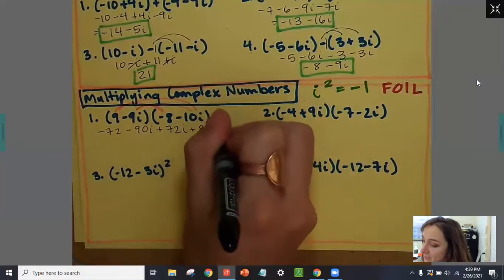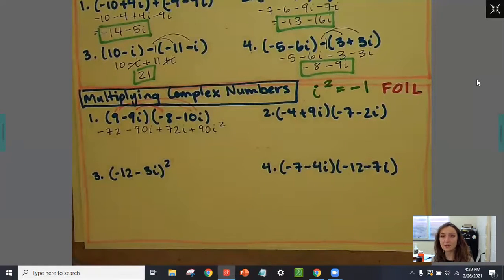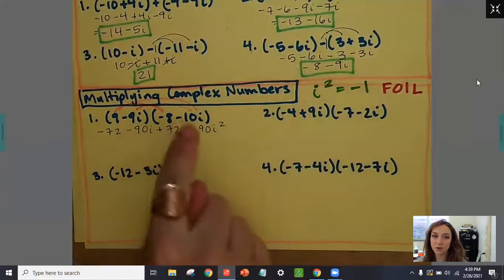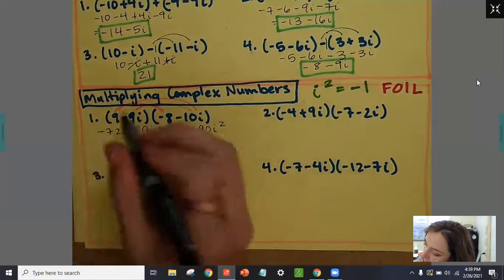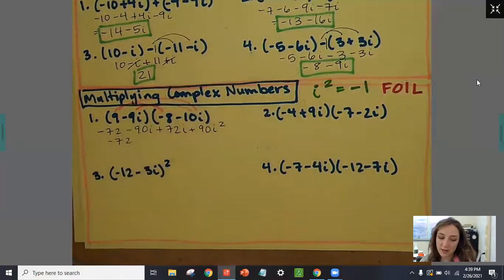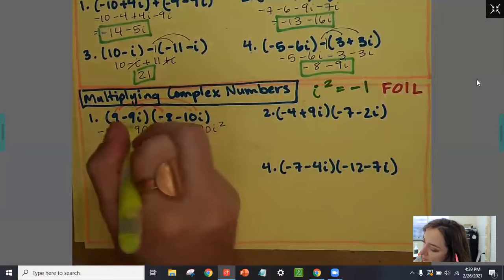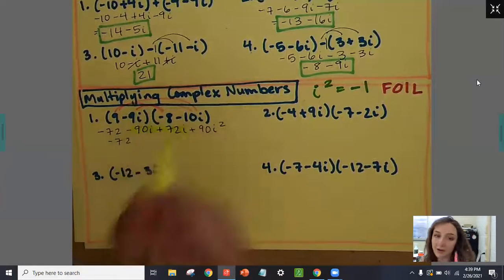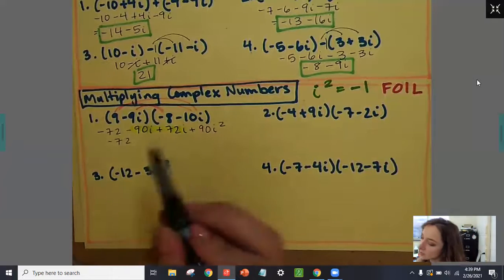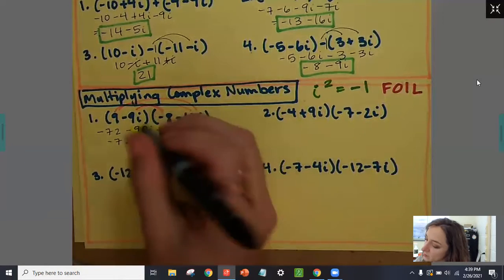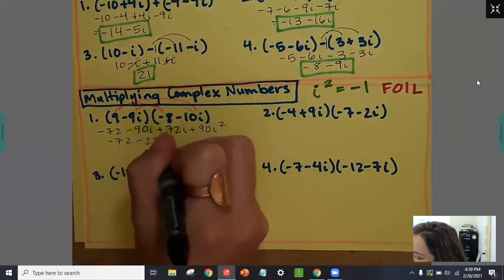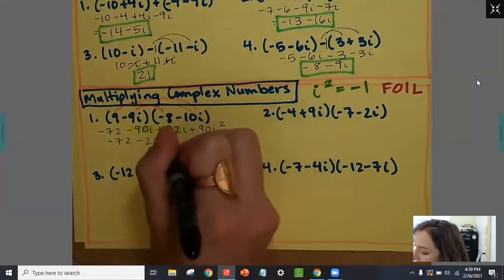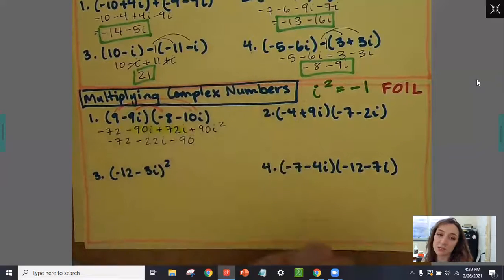And then we have i times i, so that's going to be i squared. And we did say this earlier, i squared is -1, so we're going to change that to a -1, and basically that's just going to be minus 90 there. So we're going to have -72. I'm going to go ahead and combine these two numbers in the middle because they both have i-like terms. So -90 plus 72 is going to be negative 22i, and then we're going to have minus 90 because i squared is -1.